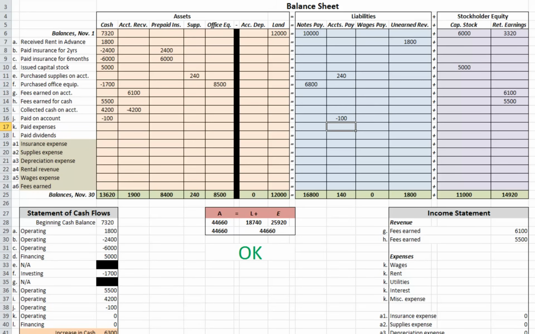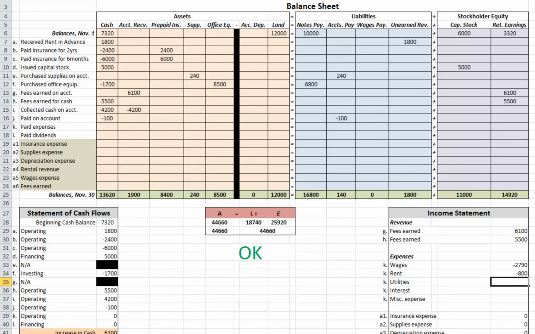Okay, so now we're at transaction K, and this will represent our expenses for the month. So of course every business has some expenses during the course of a month, salaries, utilities, and things like that. So we're going to record our expenses down on our income statement. Now for this month, Dr. Landry had $2,790 worth of wages, and that could be his office staff and things like that. He has $800 in rent, so minus $800.